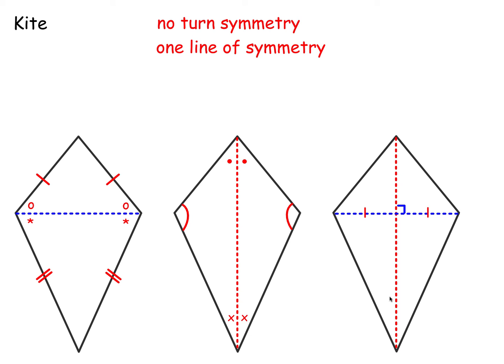So that's because that red diagonal is a line of symmetry. Because it's a line of symmetry, it bisects, halves this diagonal, the blue diagonal, at 90 degrees. So it's the perpendicular bisector of the other diagonal. That gives you two right angled triangles on the top that are identical, and two other right angled triangles on the bottom that are identical.